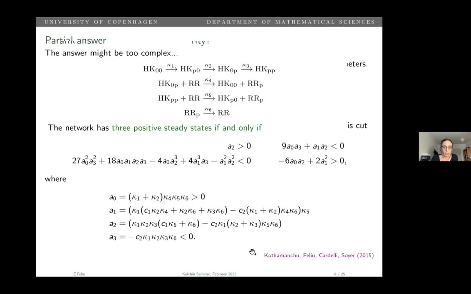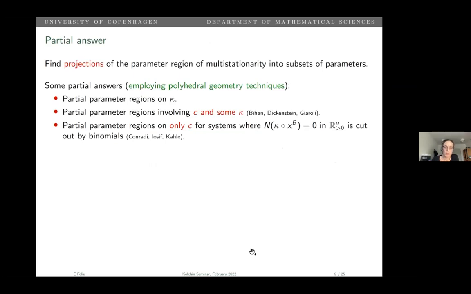But then it turned out that if, instead of looking at the full parameter region, you try to understand projections of the parameter region, for example, project onto the K's, or onto the C's, or mixed, then you get easier answers that you can interpret. For me, the first reason to look at that was because I could do it, but then I realized that the answers are actually nicer. So that made me feel it was the right thing to do, to look at these projections.